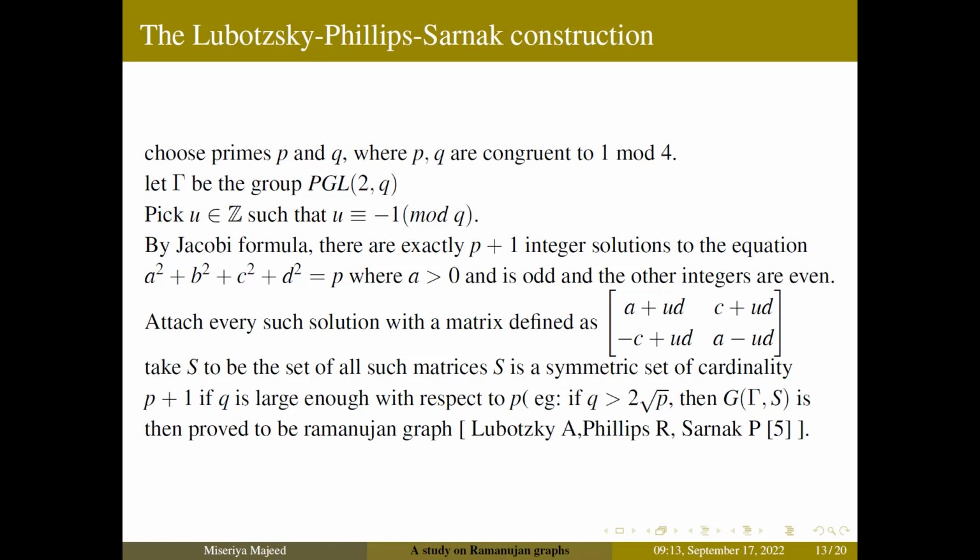Then we have a one-to-one correspondence between each such solution and a matrix, A plus uB, C plus uD, minus C plus uD, A minus uB, which will become a symmetric set of PGL2 of Q. Then we can find the Cayley graph from here when Q is greater than 2 root P. Then it was proved to be Ramanujan. So we get the infinite family of Ramanujan graphs for powers of P, which is P plus 1 regular.